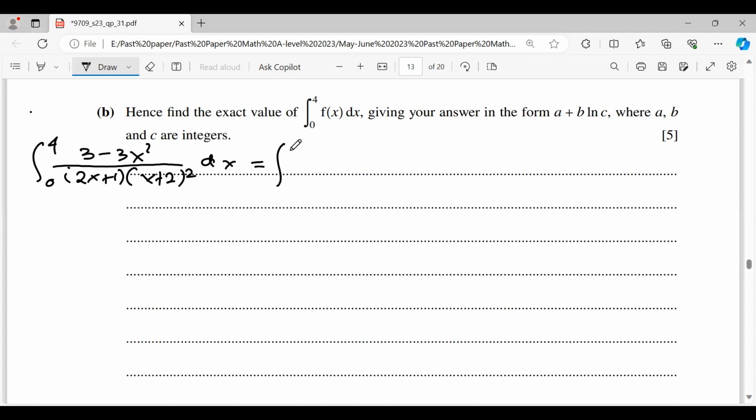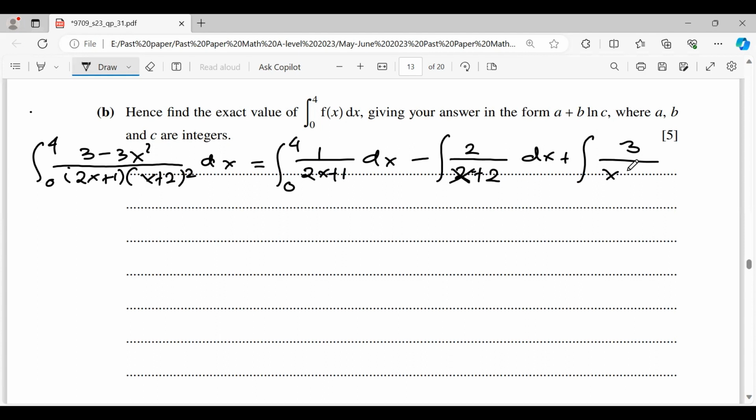Okay, I'm going to create the new integrals like the partial fraction. Integral 1 over 2x plus 1 dx minus integral 2 over x plus 2 dx plus integral 3 over (x plus 2) squared, 0 to 4. Okay. So firstly, I'm going to find the outcomes of the integral, and after that, substitute four and zero.